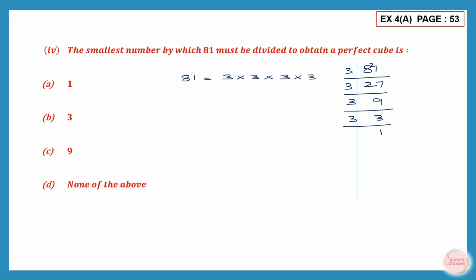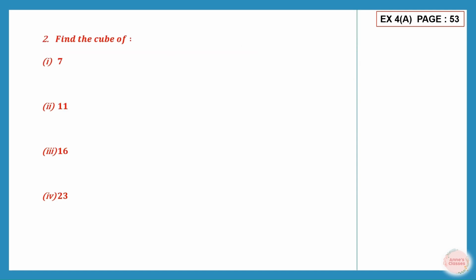So how many 3's do we have there? We have 4 threes. We're going to put them in groups of 3 each. So we can only make one group, isn't it? So we're having one group where we have 3 threes, whereas there's 1 three left. So this is the smallest number by which 81 must be divided to obtain a perfect cube. So the answer is 3 and that is option B. So option B, 3 is our answer.